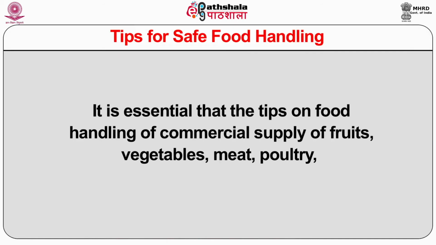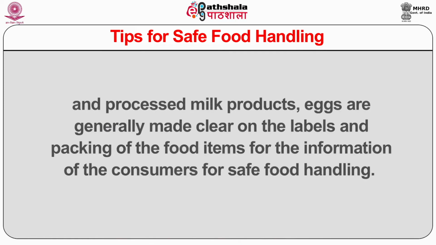It is essential that the tips on food handling of commercial supply of fruits, vegetables, meat, poultry and processed milk products, eggs are generally made clear on the labels and packing of the food items for information of the consumers for safe food handling. We need to follow the instructions on the packing for safety reasons.